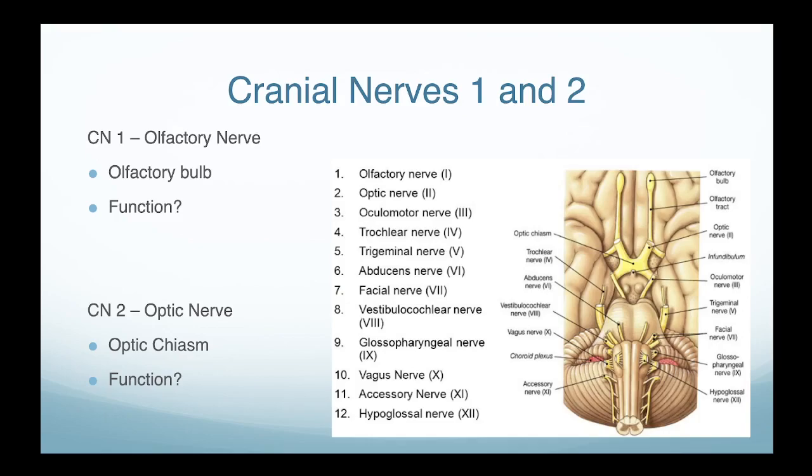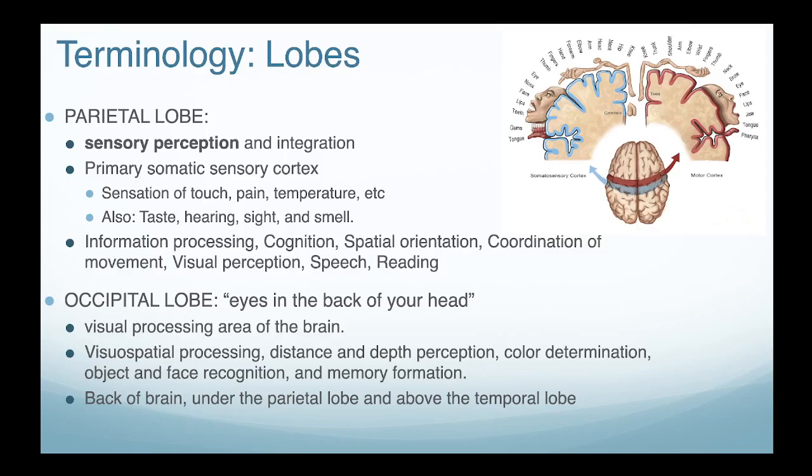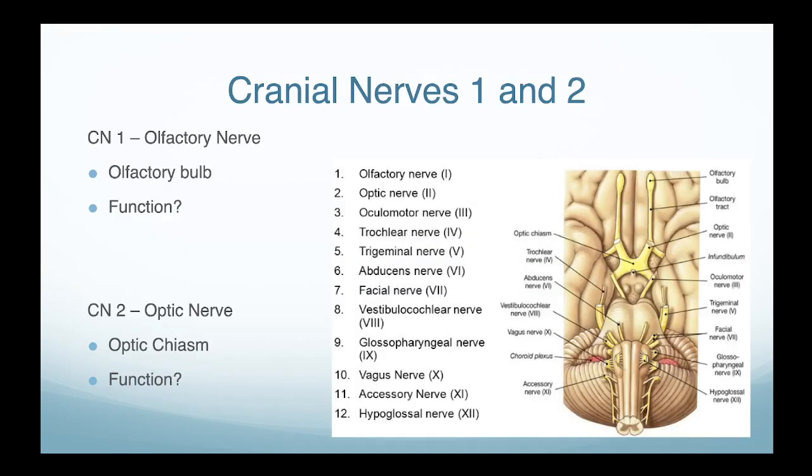So cranial nerve 1, and then cranial nerve 2 is going to be your optic nerve. And if you see the optic nerve on the image, it sort of bifurcates at the optic chiasm, which sits directly anterior to the pineal gland. So that's going to be the optic nerve bifurcating at the optic chiasm, which goes all the way back eventually to the occipital lobe, where visual information can be processed.